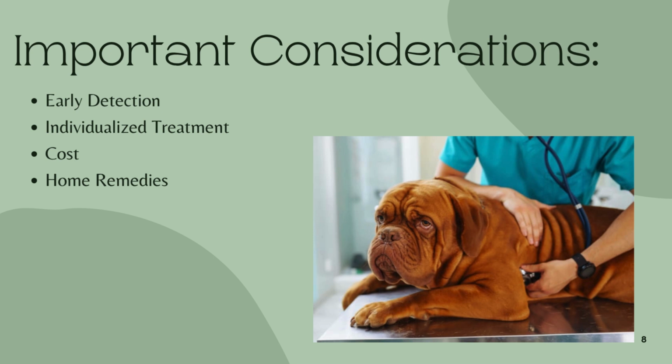Cost is also an important consideration because heartworm treatment can be very expensive, ranging from $500 to $6,000. So when you think about, are you going to buy a $30 heartworm pill for preventative care, or do you want to spend that $6,000 on heartworm treatment? So you have to think about those options there. Home remedies: there are no effective home remedies for heartworm treatment, and it's crucial to seek veterinary care. So if you suspect your dog might be positive, it's crucial to get them to the vet and start that treatment.